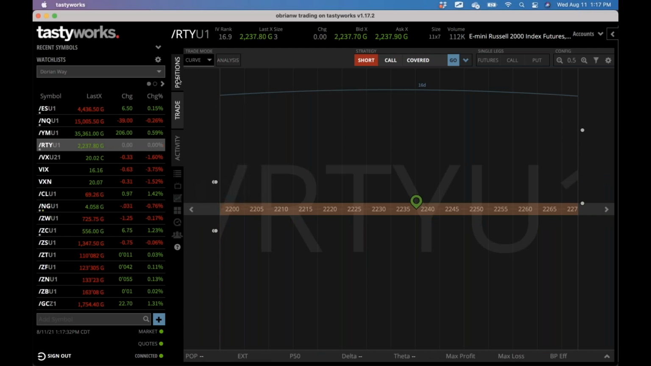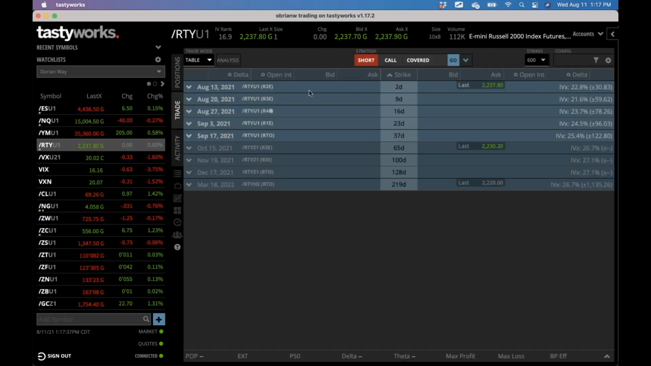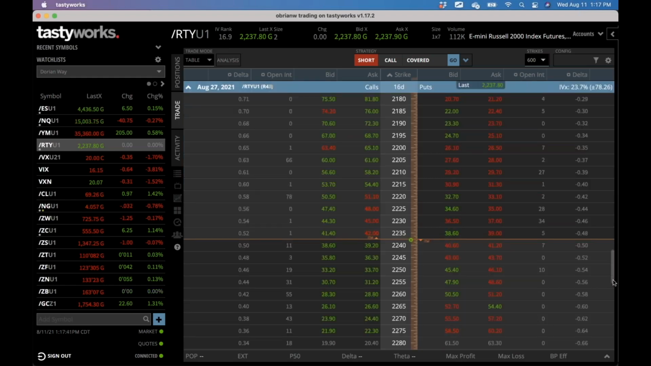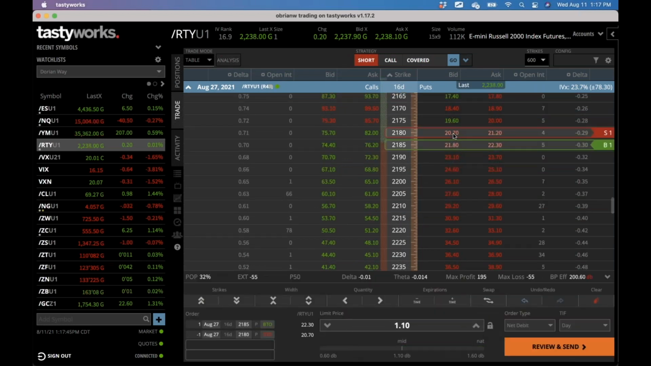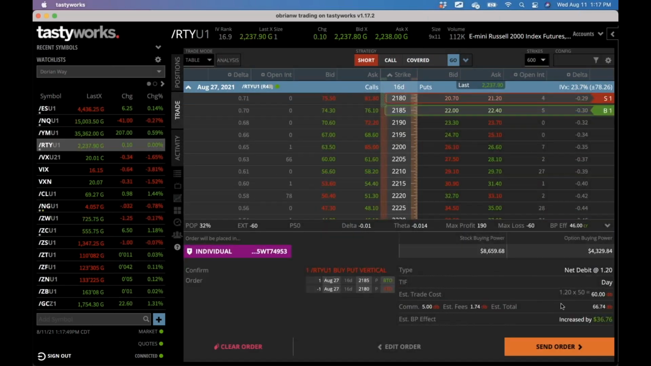All right, so I'm removing that for a second because we're going to have to adjust these strikes just a little bit. And so I'm going to go to 16 days. I'm going to go to the 30 delta here. I'm going to buy this part first, and that's going to be there. And now we're going to send this, and that's going to be $67.